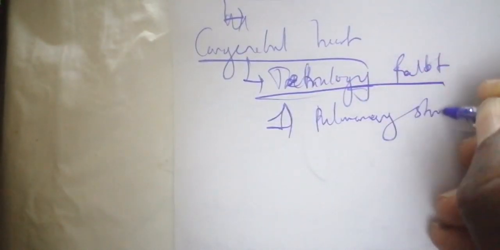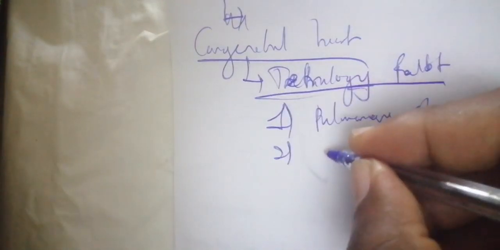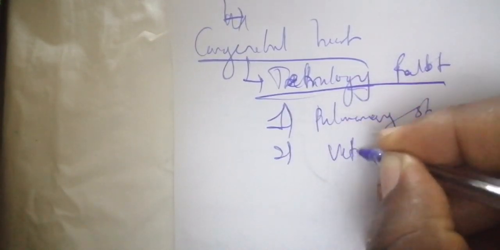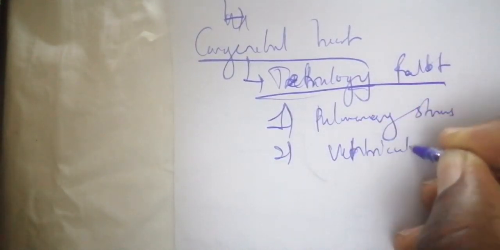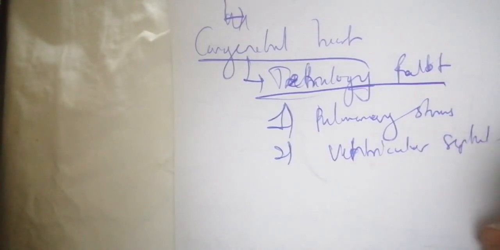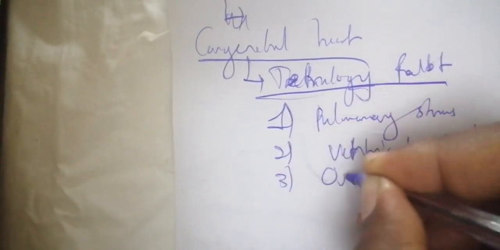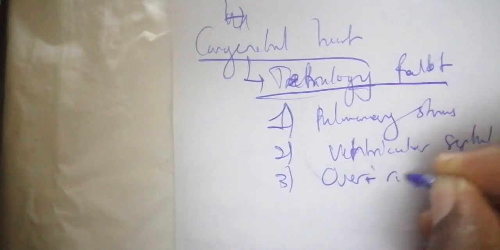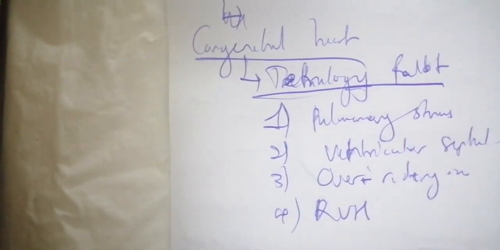Now, in tetralogy of Fallot, there are different elements. The first element is pulmonary stenosis. The second element is the ventricular septal defect. The third element is the overriding aorta, and the fourth element is the right ventricular hypertrophy.